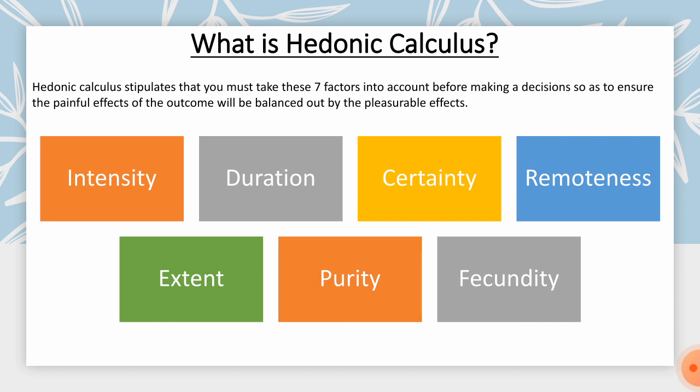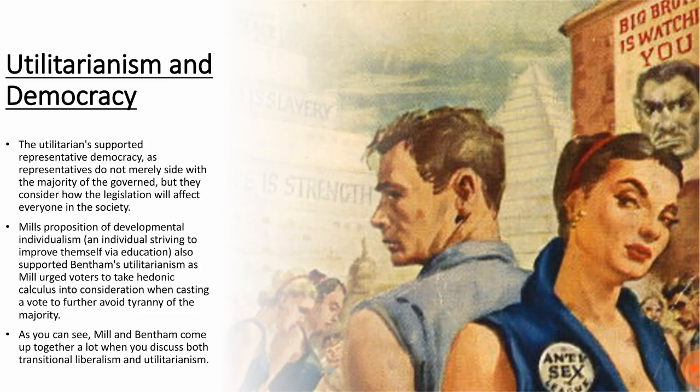And these 7 factors to consider are the intensity of an action, the duration of an action, the certainty of a particular outcome, remoteness, the extent, so essentially how far an action goes, the purity of an action, and the fecundity of an action. So that's how likely one action is to lead to another. So that's essentially it for Hedonic Calculus.